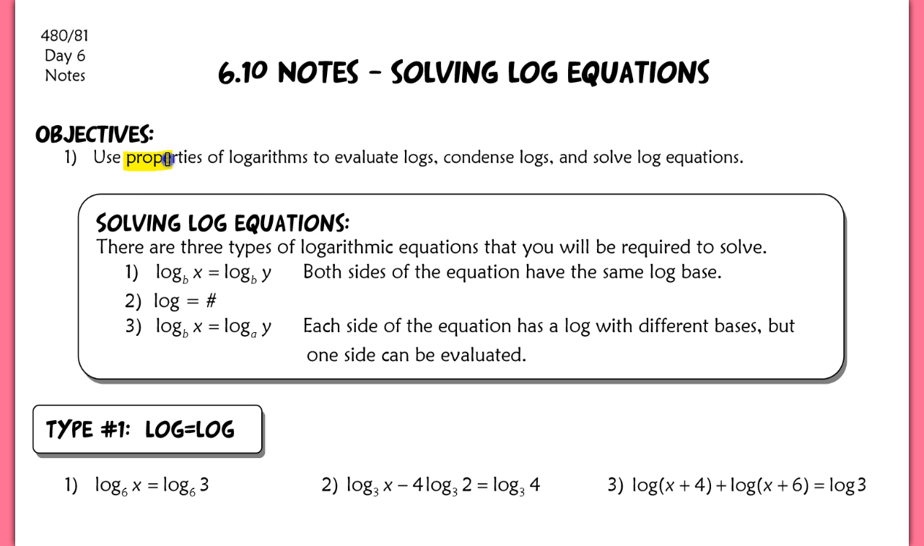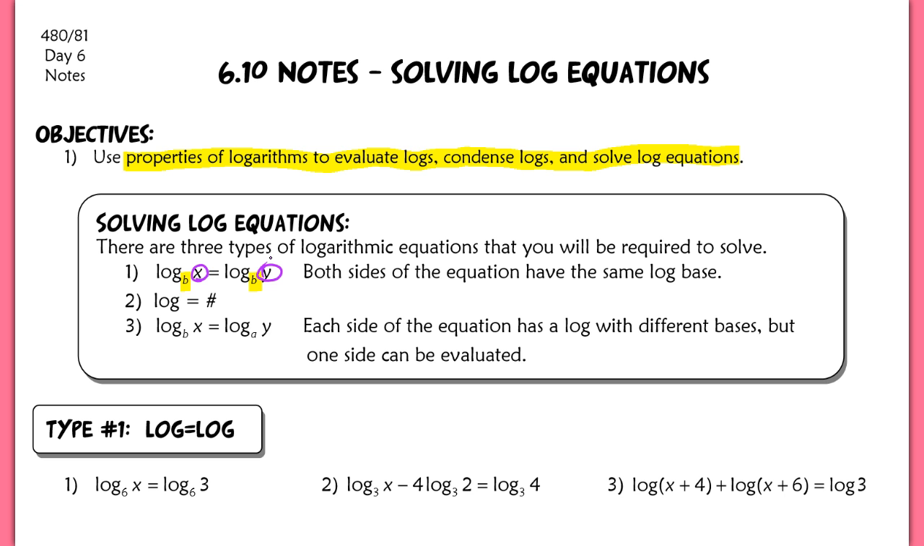So you still need to know how to do everything that we did yesterday, and now we're going to solve equations. When you're solving log equations, you're going to run into three main types of questions. The first type has a log on both sides with the exact same base. If you do have logs with the same base on both sides, you can simply set your arguments equal to each other, and that's how you would solve.